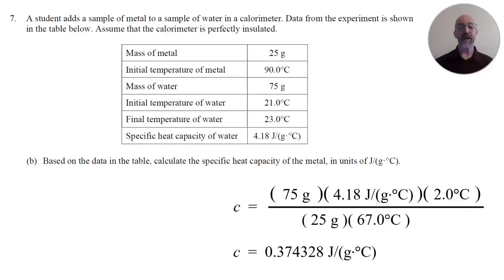Now, of course, this is way too many significant figures. So based on the numbers that I'm using in terms of my measurements, my calculations, I think 2 significant figures would be what limits me. So I'll say 0.37 joules per gram degree Celsius. So that is the answer to part B of question 7. Hopefully that makes sense.